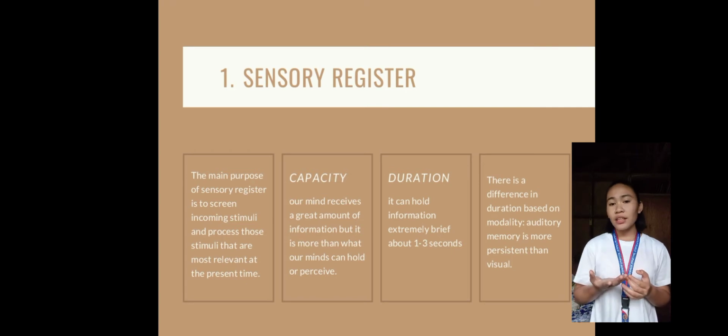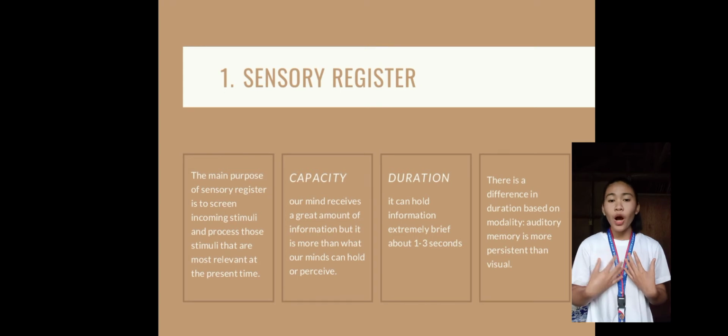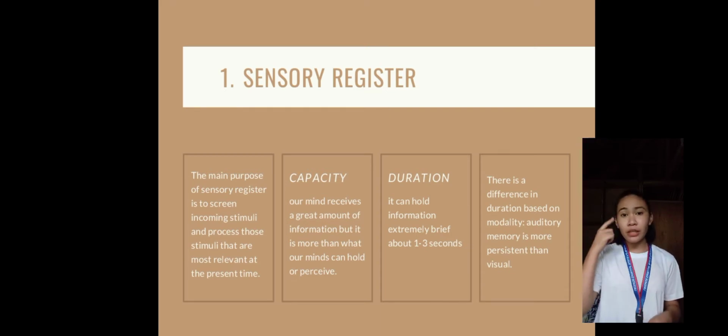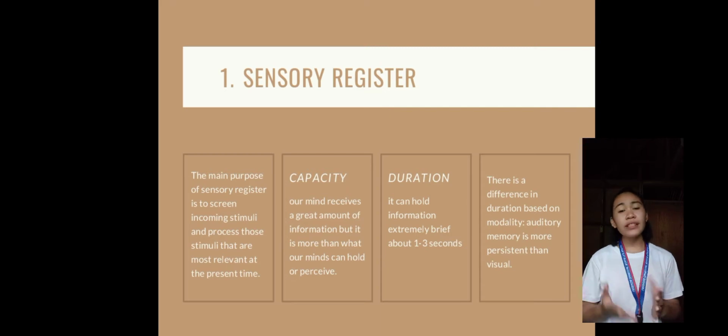Its capacity is unlimited, so there is no limitation on those stimuli that keep on coming. While its capacity is unlimited, it has only a duration of 1 to 3 seconds if not fully attended to. But there is a difference in duration based on modality, like auditory memory is more persistent than visual. Example, we tend to memorize songs quickly rather than phrases that we see and read. Another is we sometimes remember the tone and lyrics but we don't remember the title, which is the one we see.